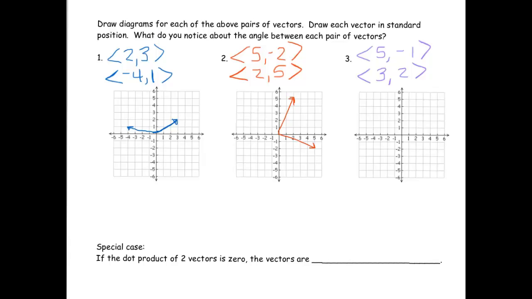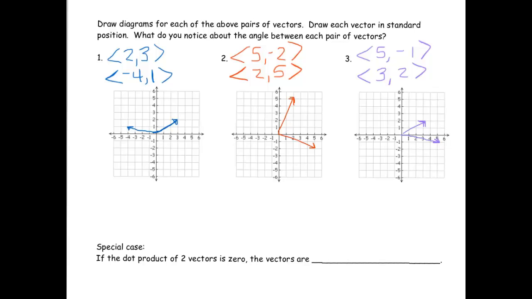Okay, so that looks about right. And then finally, 5, negative 1, right 5 and down 1. Looks like that. And 3, 2, right 3 and up 2. Looks like that. Okay, so what do we notice?